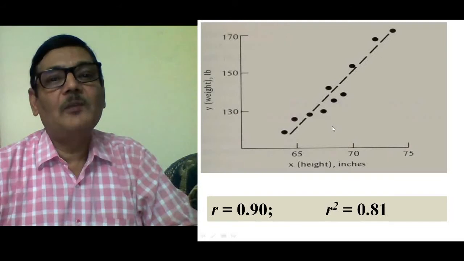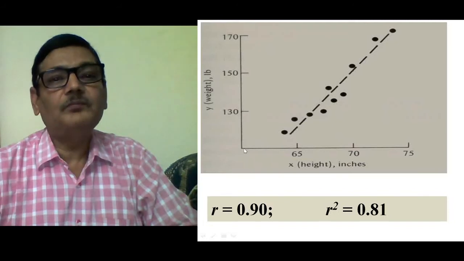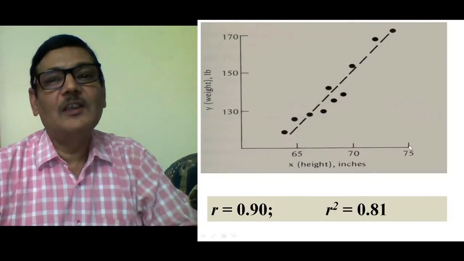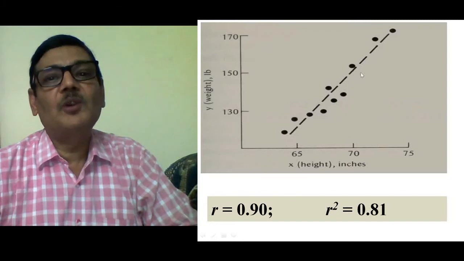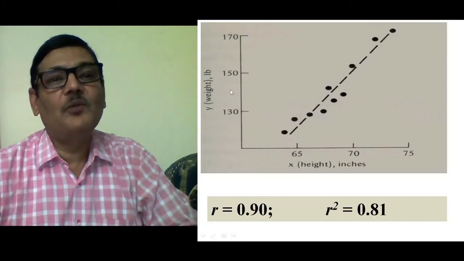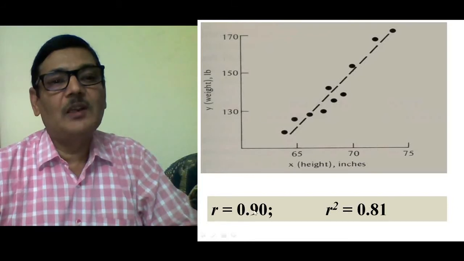We can have a better idea about this subject by seeing this example. Suppose the height of growing children is shown on this x-axis, and their weight is indicated on the y-axis. So in this case, we find that there is positive correlation between height and weight. And suppose this value comes 0.9.